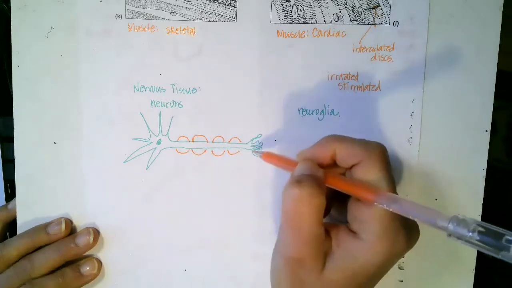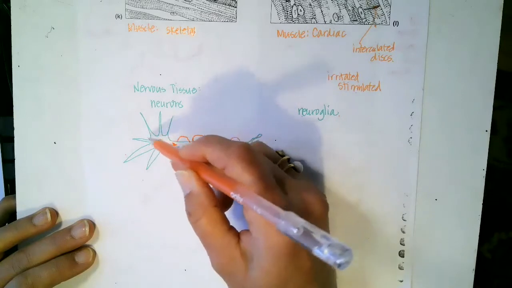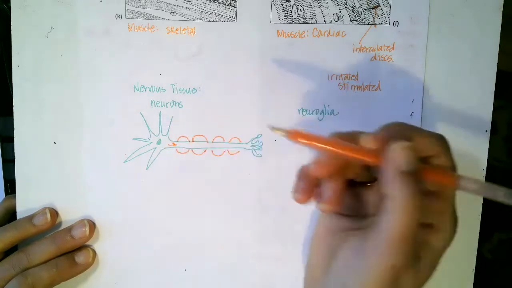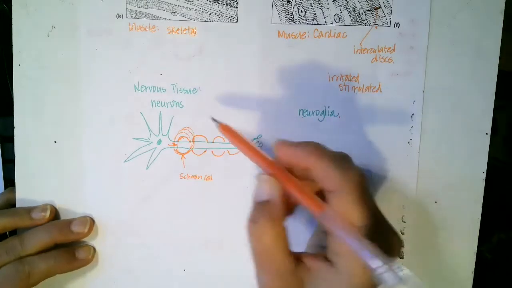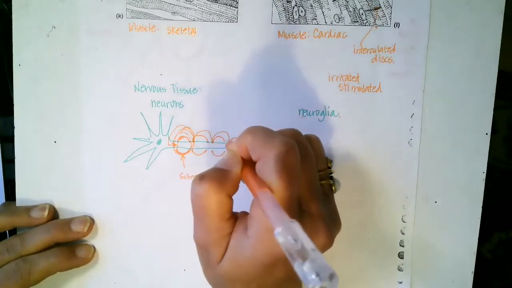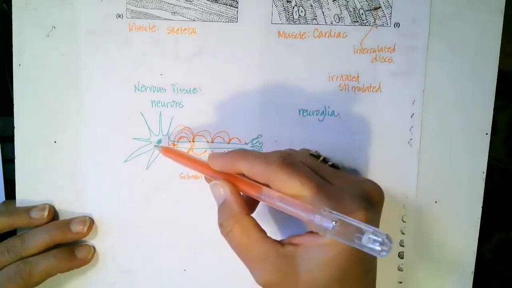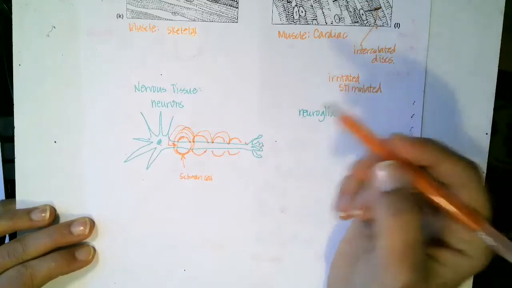Each cell wraps itself around like a little jelly roll, and they help the electrical conduction that starts in the head or soma of the neuron. They allow that nervous conduction to jump from one node to the next and speed up the conduction of a nervous impulse down the length of an axon.